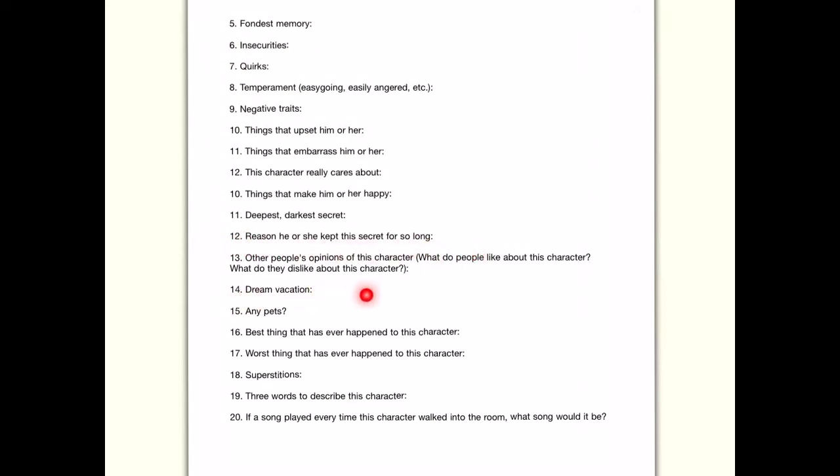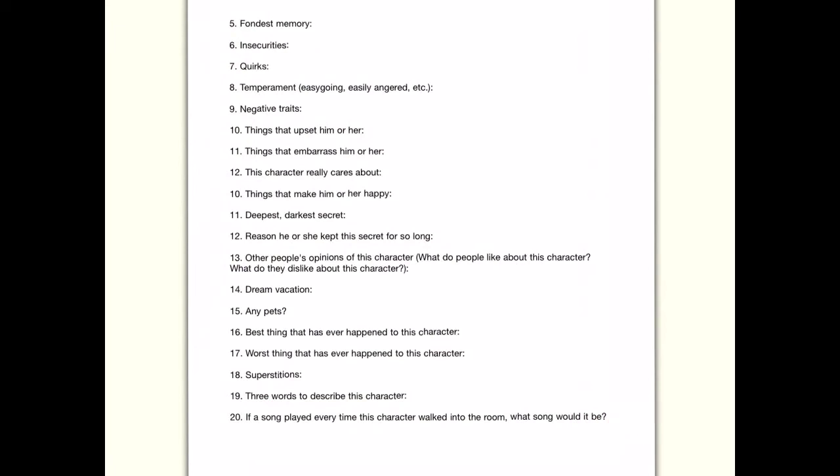What's their vacation? What do they think about other characters? Do they have any pets? Best thing that happened to them? Worst thing that's happened to them? Any superstitions? Like, do they have to put their right soccer boot on before their left soccer boot? Three words to describe the character. If a song played every time the character walked into the room, what song would it be?